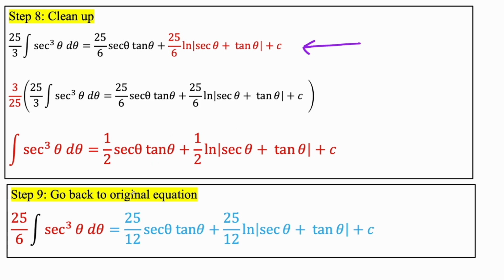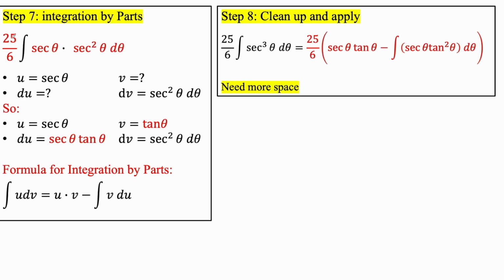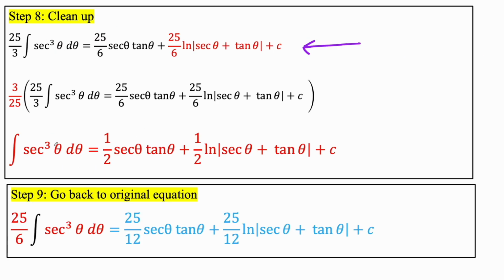So now we need to go back to the original equation. And so our original equation was 25 divided by 6 times secant cubed theta. So I'm going to multiply this entire piece by 25 divided by 6. And 1 times 25 is 25, 2 times 6 is 12, and so we get this.